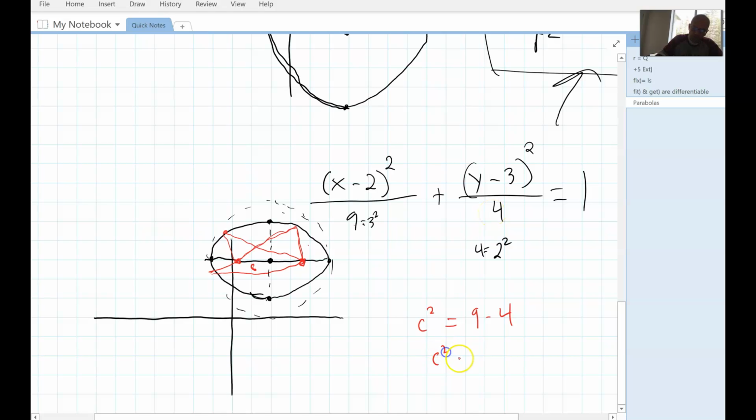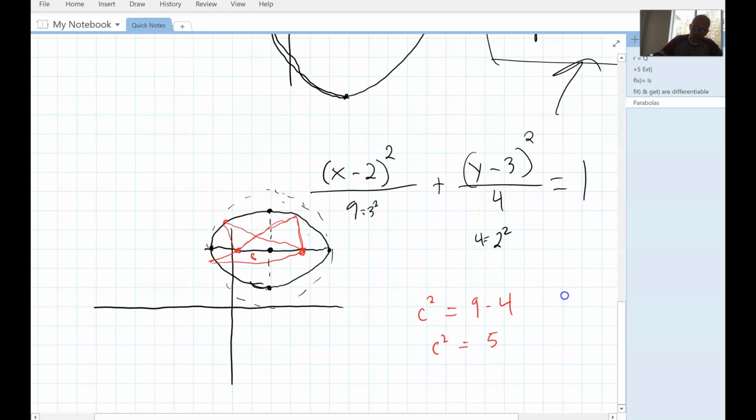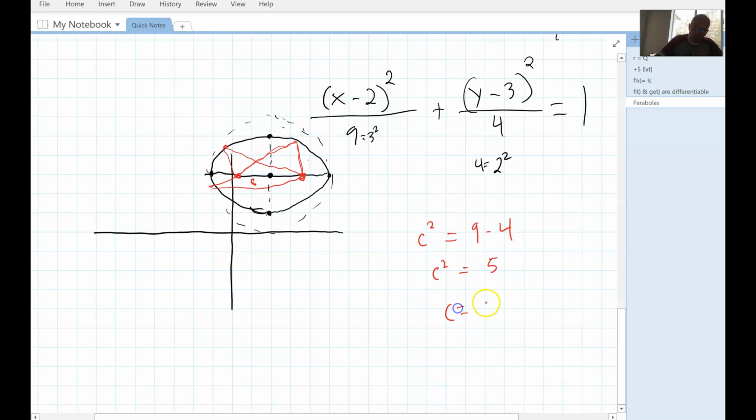So that means that c squared is equal to 5, which means c is equal to the square root of 5. And normally when you're solving an equation like this, you'd say plus or minus the square root of 5, but we're talking about a distance, so we just want the positive. So that means that this distance right here would be the square root of 5, and that distance right there would be the square root of 5.